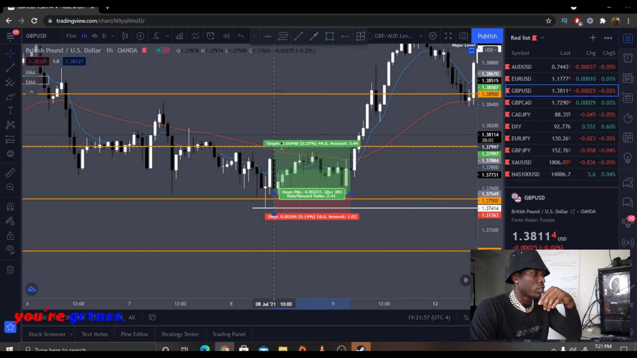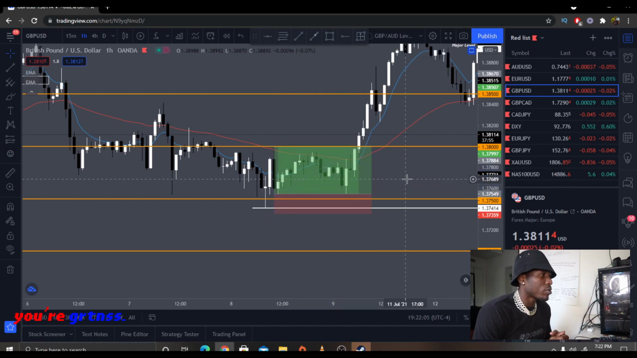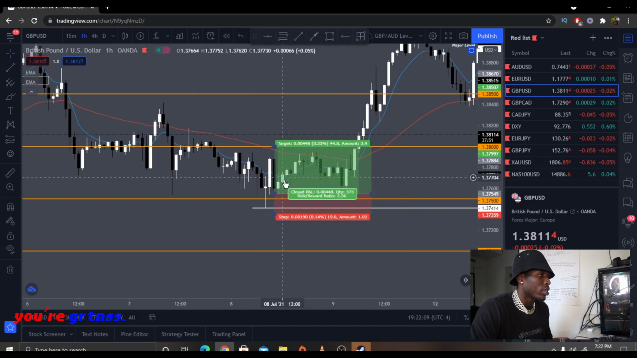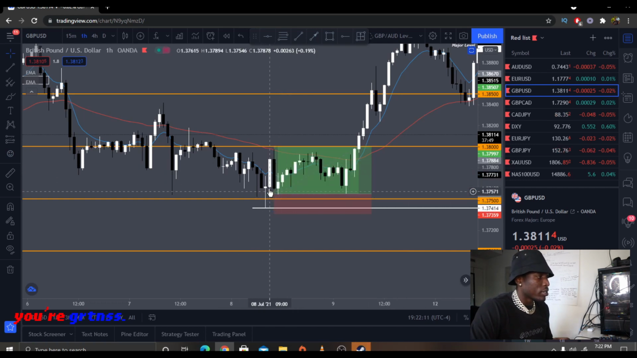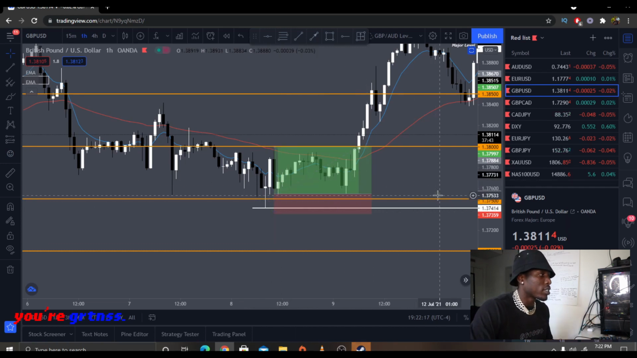Always put a little cushion on it, so don't put it right up on it like that. You can give it a little cushion for wicks. So boom, just like that. That's how you put a stop loss right there in that case. Perfect. And you look, you were never in drawdown. Price came up, shot up, you never went into drawdown. It didn't even touch your stop loss. So that worked in that case. You wouldn't have been stopped out.